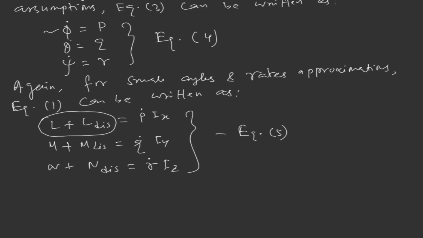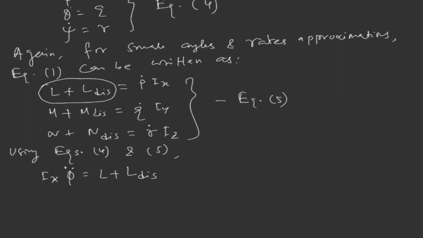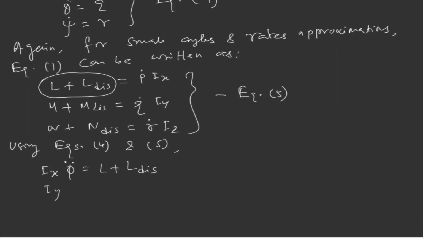So now, using equations 4 and 5, we can write Ix phi double dot equal to L plus L disk, and Iy theta double dot equal to M plus M disk, and Iz psi double dot equal to N plus N disk. This we can write as equation number 6.